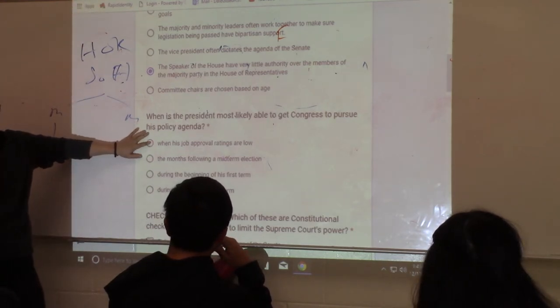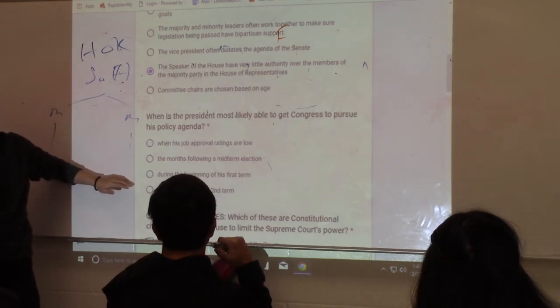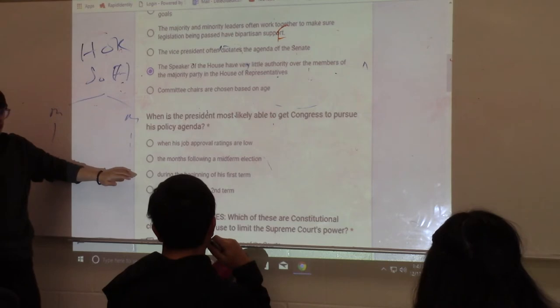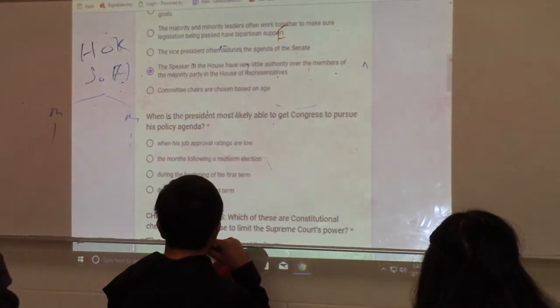When is the president most likely to get Congress to pursue his policy agenda? When he's the most popular, right? When people are, and that's when? Beginning of his first term. All right, a lot of people missed this one.